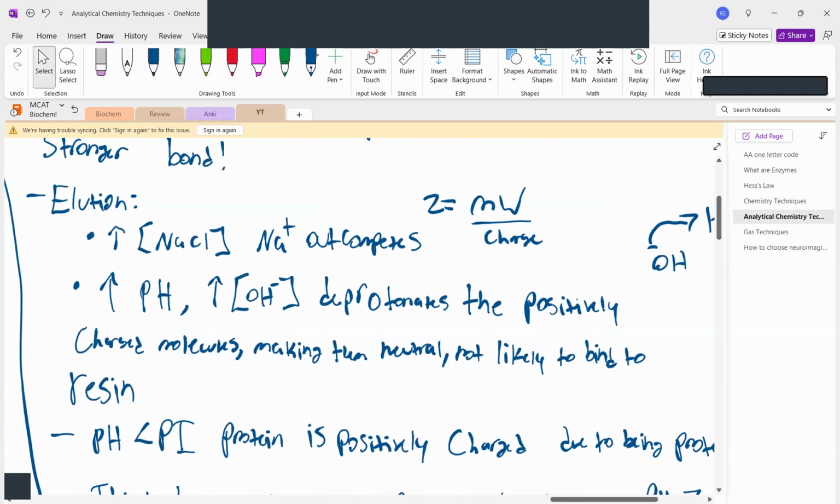So the OH minus, the hydroxy group, will deprotonate those proteins, making them neutral. When something is neutral, it can't bind to a negative charge, right? It's a lot weaker. So it's not likely to bind to the resin.